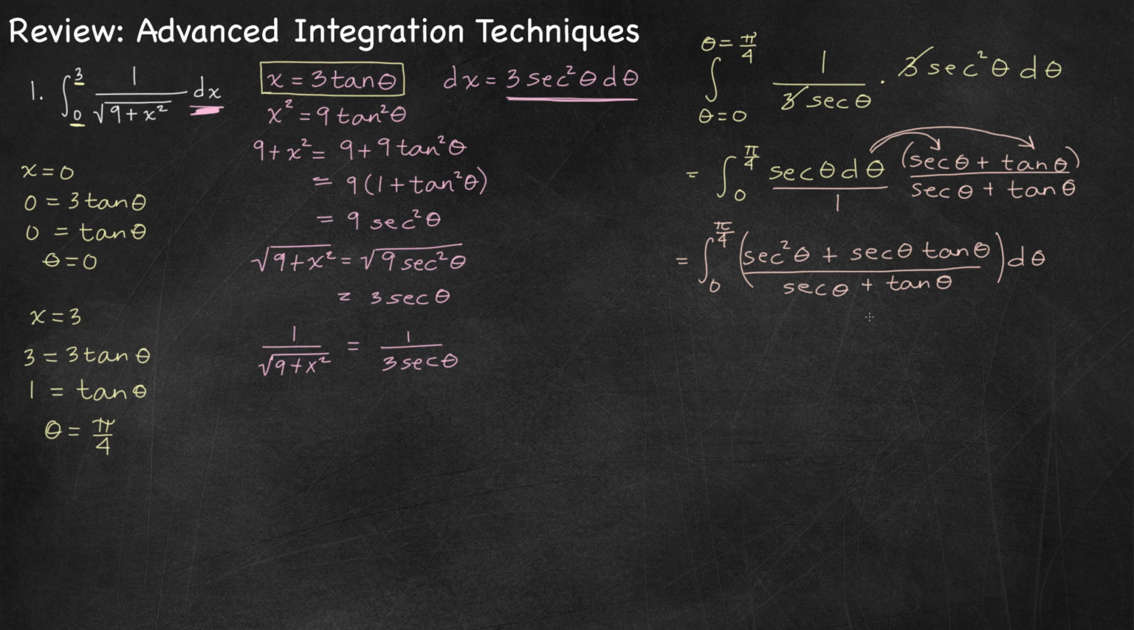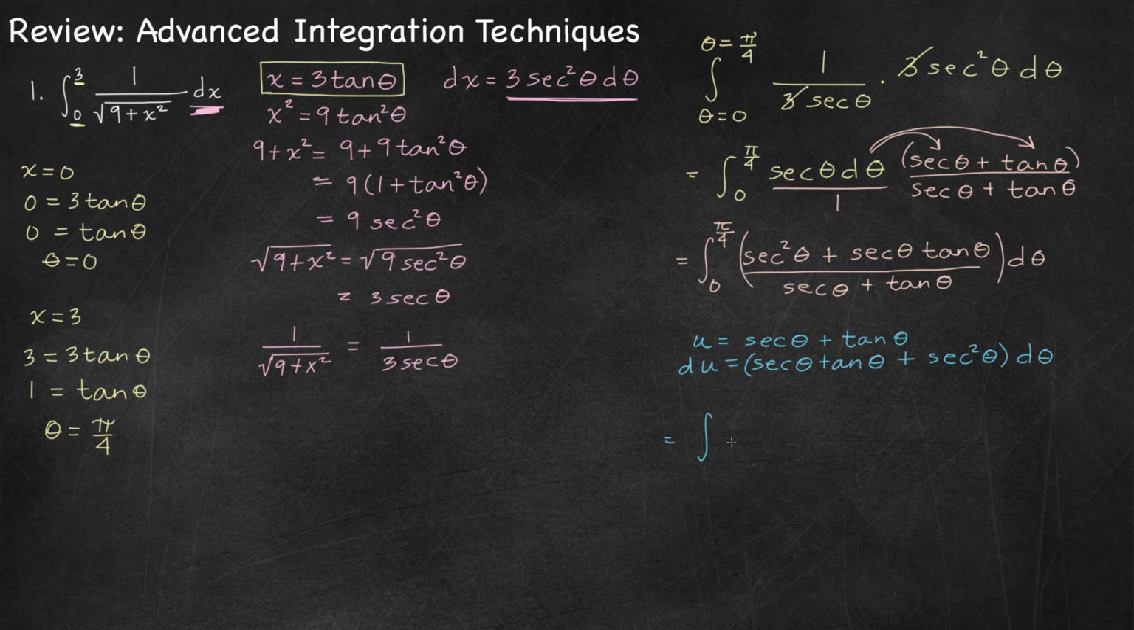The derivative of my denominator happens to be my numerator. The derivative of secant theta is secant theta tangent theta. The derivative of tangent theta is secant squared theta. So the derivative of the denominator is equal to the numerator. That means I can do a U-substitution here, letting the denominator equal u. So if u equals secant theta plus tangent theta, du equals secant theta tangent theta plus secant squared theta d theta.